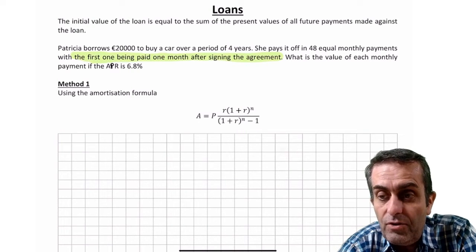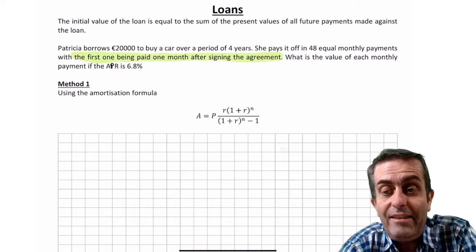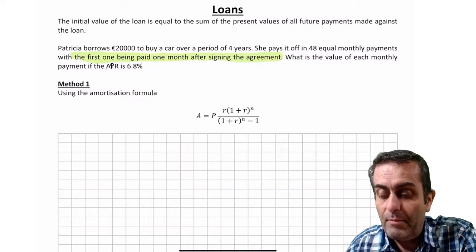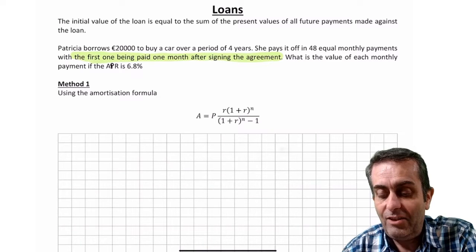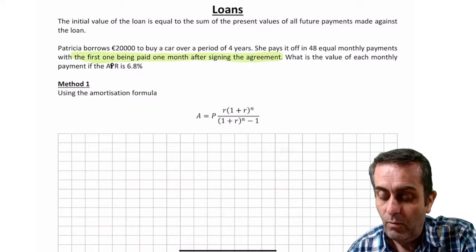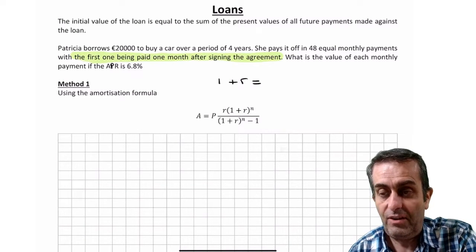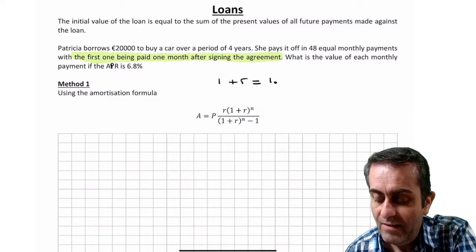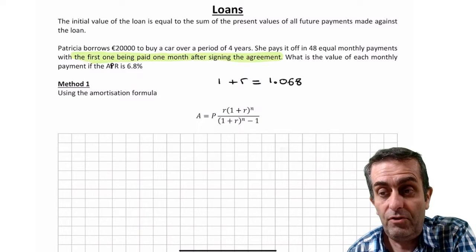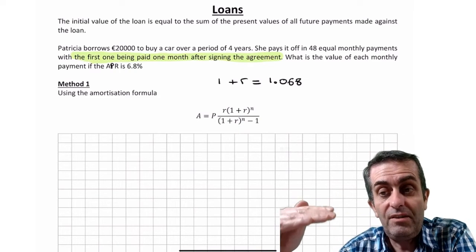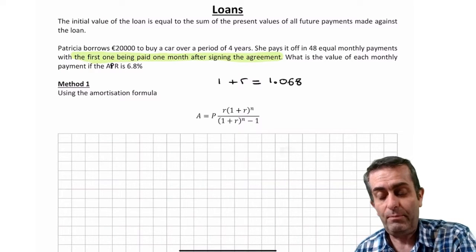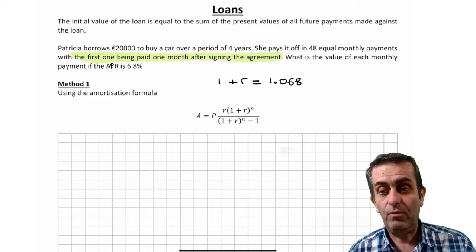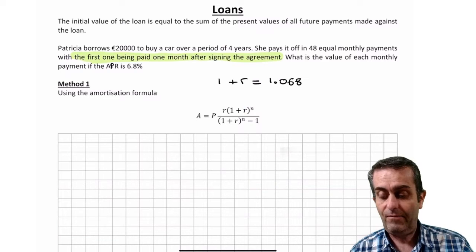Now, to begin with, we're going to do our usual process of calculating 1 plus little r. Remember, little r is the decimalised interest rate. Now, 1 plus little r, 1 plus the decimalised monthly interest rate, is going to be equal to 1 plus the annualised interest rate, 6.8% divided by 100. So you divide 6.8 by 100, you get 0.068, and then you add 1, which gives you 1.068.